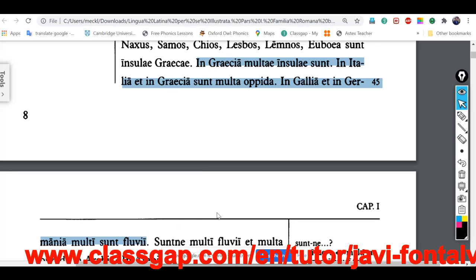In Gallia et in Germania multi sunt fluvii. En Gallia, no recuerdo cómo es en español. En Francia, sí, Francia. En Francia y en Alemania hay muchos ríos.